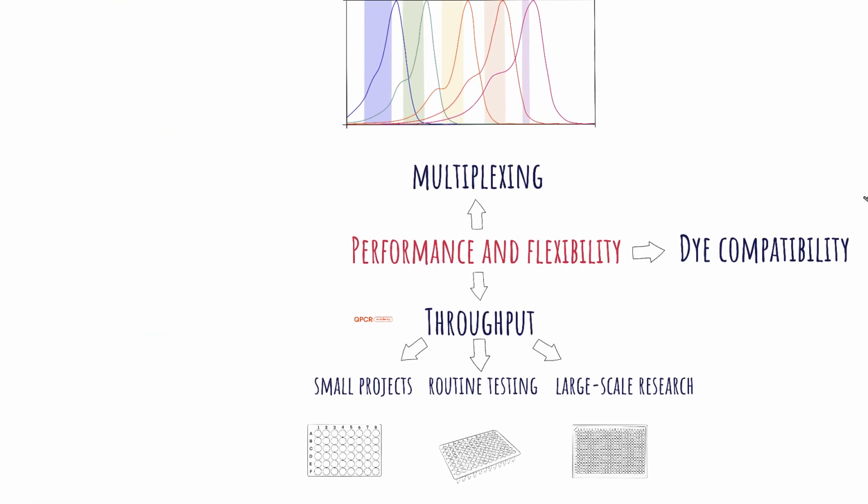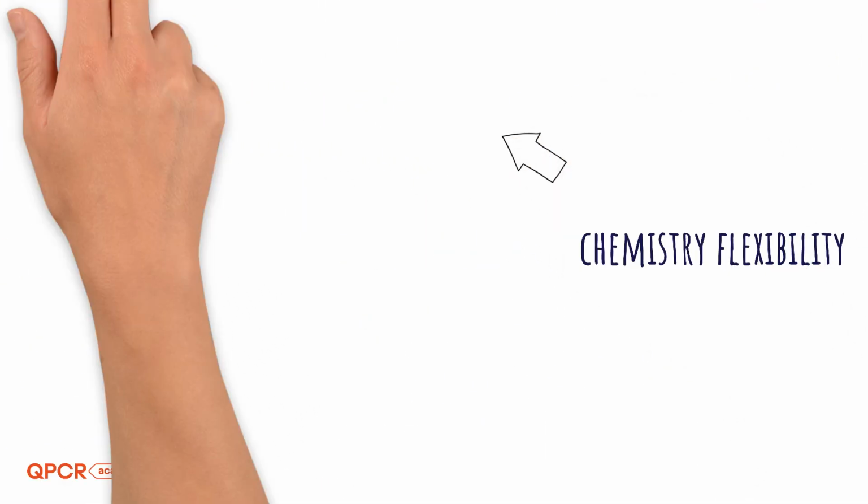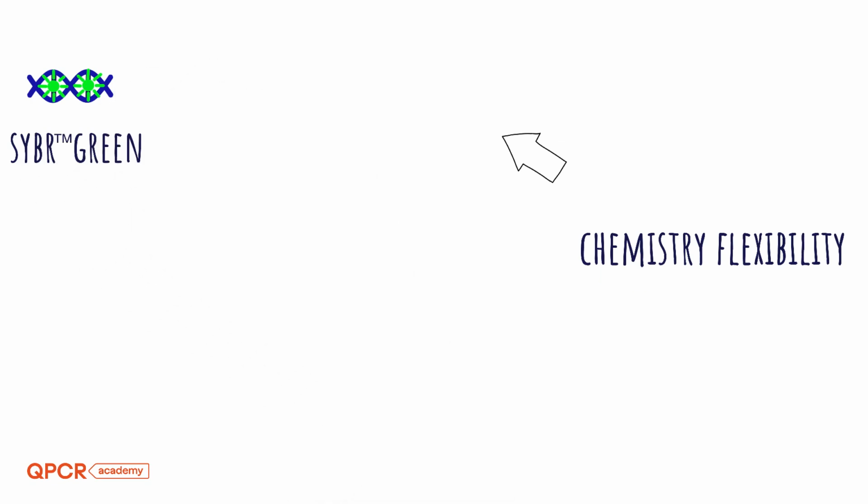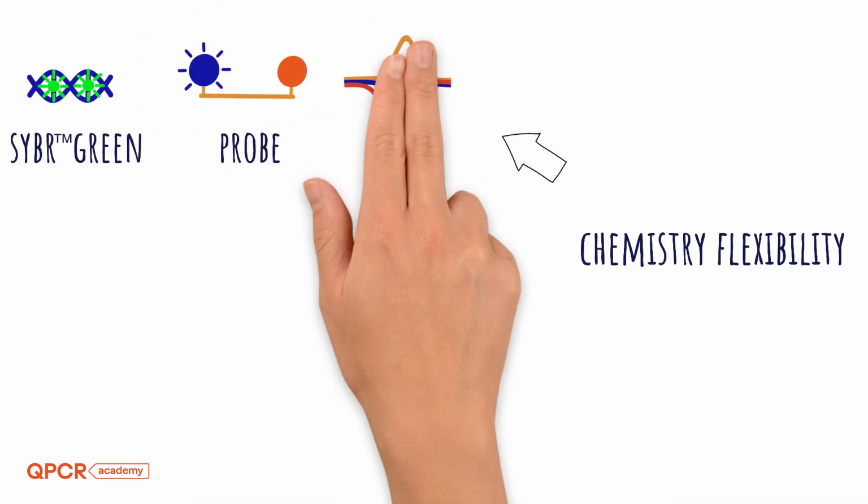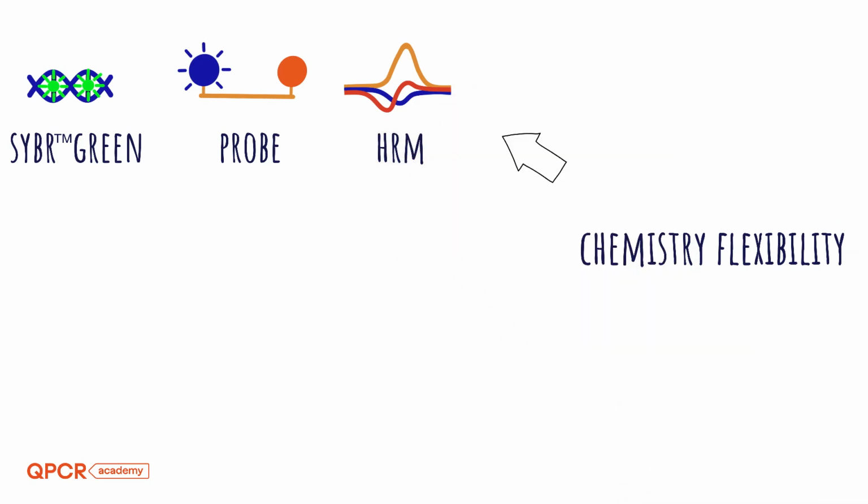Chemistry flexibility is another big factor. A good system should support SYBR Green assays for simple and cost-effective runs, TaqMan probes for higher specificity and multiplexing, and high-resolution melting for genotyping or mutation detection.